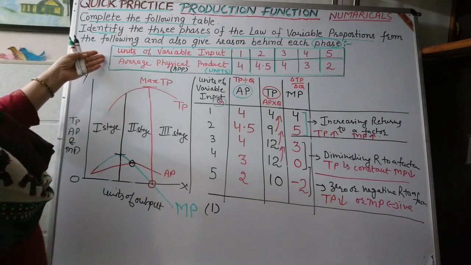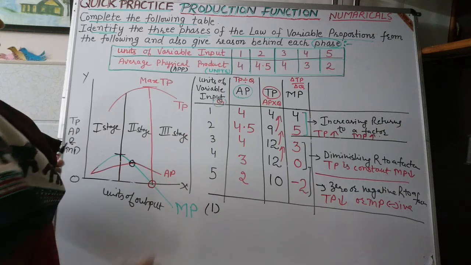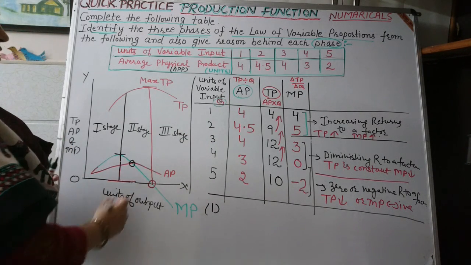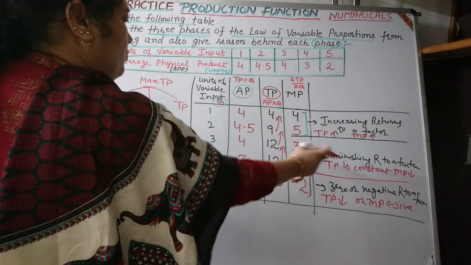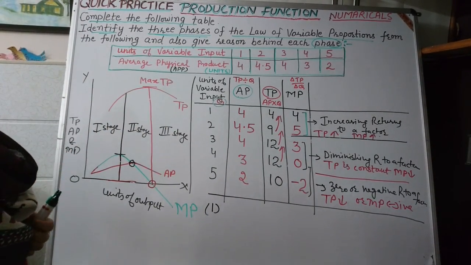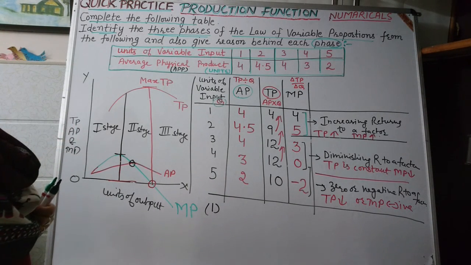So in this numerical we have cleared, first of all, we have completed the table, then we have cleared all the stages of the law of variable proportion, then we have written the causes of operation of this law. So in this way we can do many numericals related to production function.